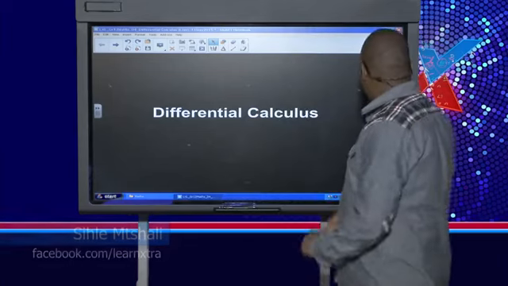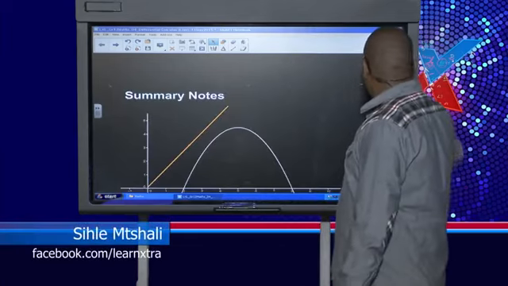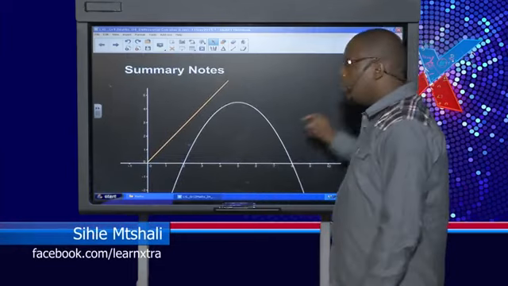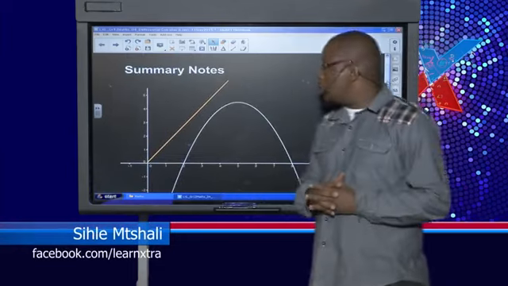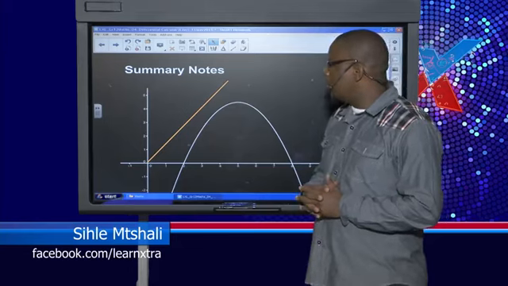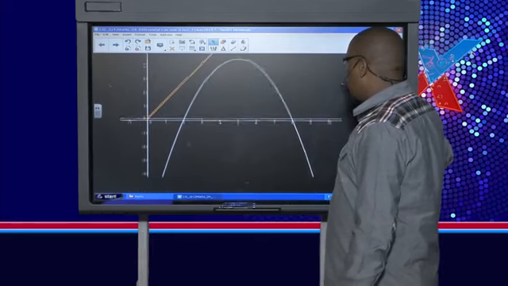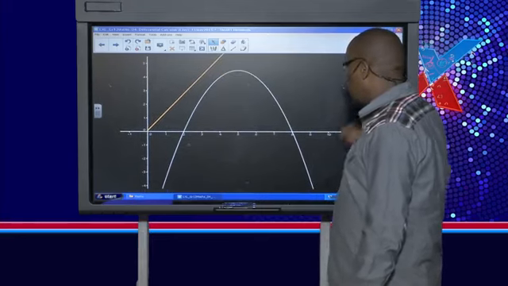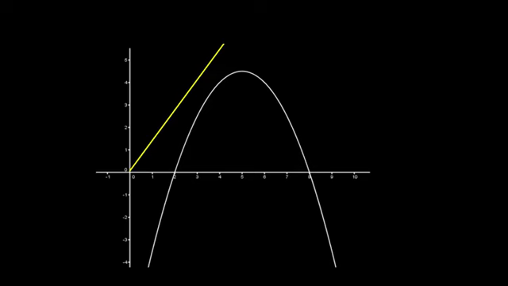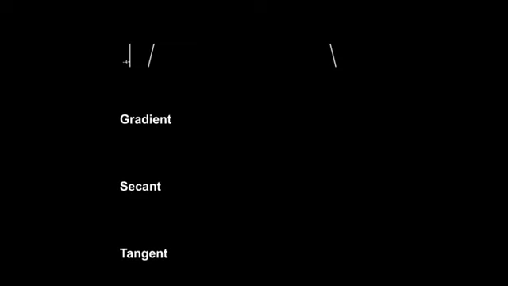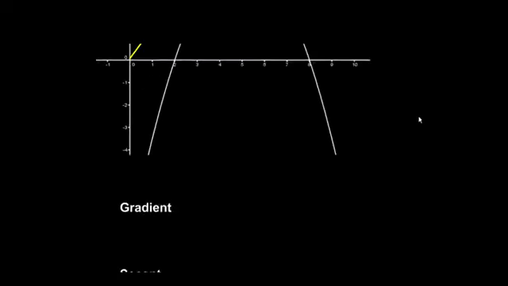Okay, guys, let's get started with your differential calculus. But I just want to go back and explain some of the things we're looking at in your calculus. Here I've got a parabola and a line, and I need to speak to you about these words: your gradient, your secant, your tangent, and your average gradient.